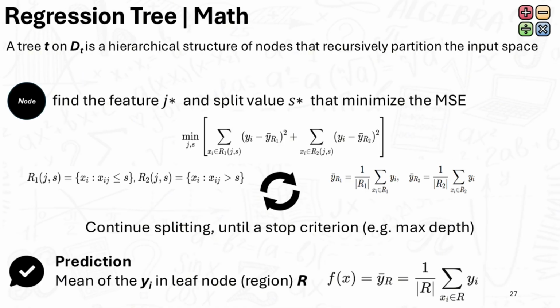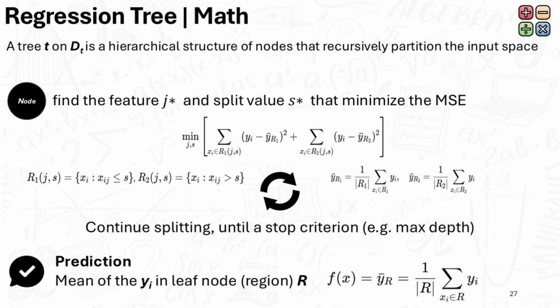Each tree T in our forest operates by taking its bootstrap sample, D_t, and splitting the input space into distinct regions at every node. The algorithm's goal is to find the perfect feature, J star, and the perfect split value, S star, that minimize the mean squared error. Mathematically, we are looking for the split that minimizes the sum of squared deviations in the resulting branches, a minimization over J and S. Here, R1 and R2 represent the two new regions created by the split, essentially asking, does this feature value fall above or below our threshold S?